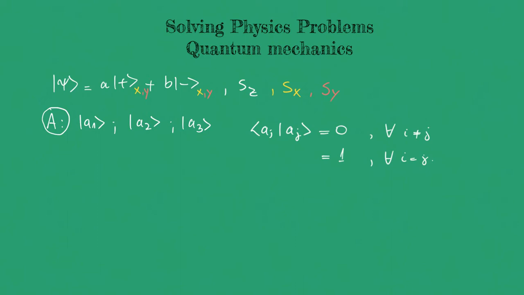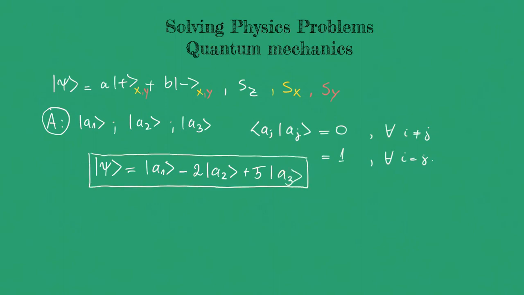This general quantum state might be ket psi being ket A1 minus 2 ket A2 plus 5 ket A3, for example. Well, let's exercise a little bit and write the ket psi in the matrix notation. To write this quantum state in matrix notation, first, what would be the matrix notation for the ket A1, ket A2, and ket A3?